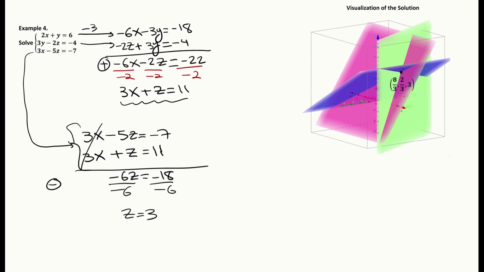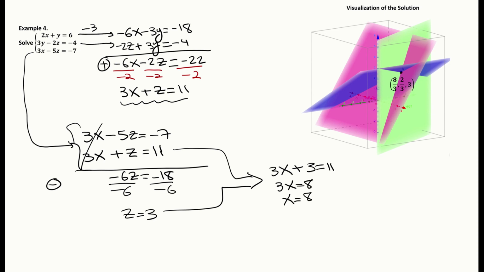Now we're going to take z equals 3 and substitute it in one of these two equations to get x. So let's just go with this. So we end up with 3x plus 3 equals 11. So we get 3x equals 8, or x equals 8/3. So now we have z and we have x.